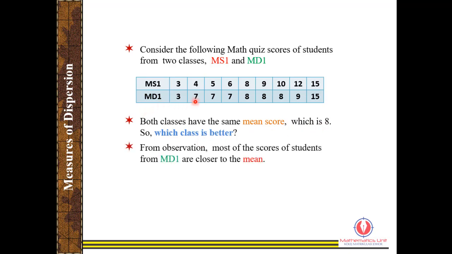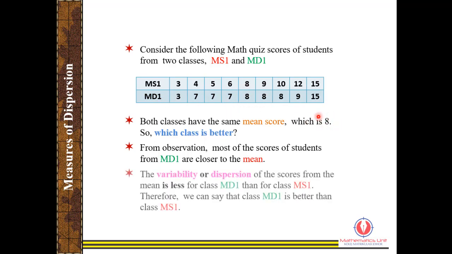So from the observation, most of the scores of students in MD1 are closer to the mean. The mean is 8. So the variability or dispersion of the scores from the mean is less for class MD1 compared to MS1. Therefore, we can say that class MD1 is better than class MS1.